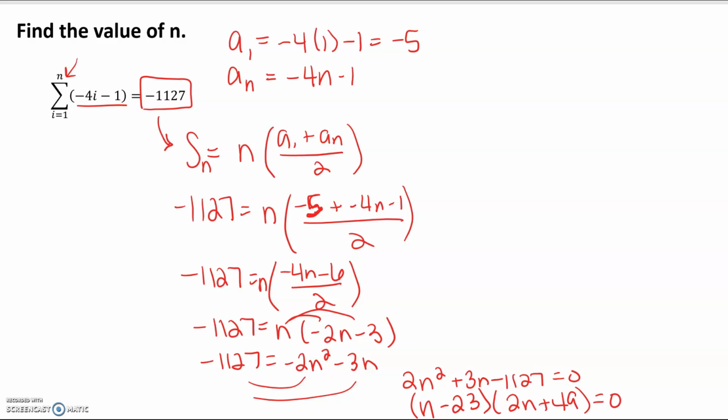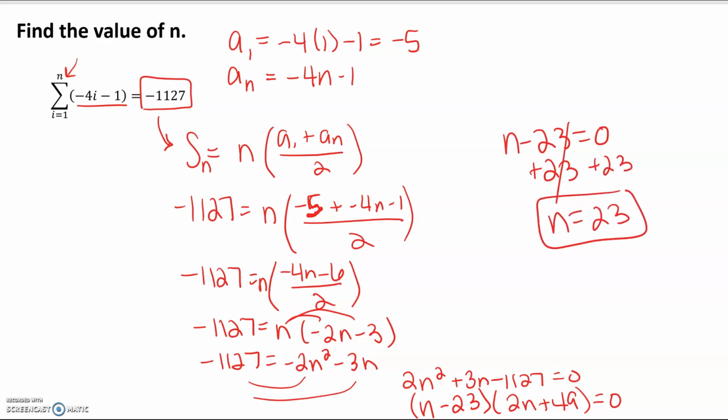And what I'm really looking for is my positive term, because I'm looking for the number of terms in the sequence, and you can't have a negative number of terms. So instead of saying I have a negative number of terms, I want the positive number. How many do I have? So the only one that gives me a positive is the n minus 23, because when I add 23 to both sides, I get a positive number. So number of terms in this series or sequence is 23.